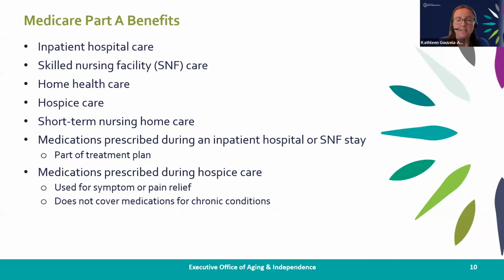Medicare Part A benefits. Medicare Part A covers inpatient hospital care, skilled nursing facility care, home health care, hospice care, short-term nursing home care, and medications that are prescribed during an inpatient hospital stay or skilled nursing facility stay that are a part of the treatment plan. Also medications that are prescribed during hospice care that are used for symptom or pain relief. It does not cover medications for chronic conditions.